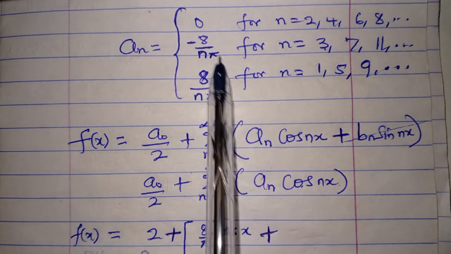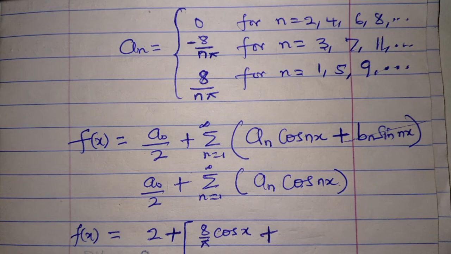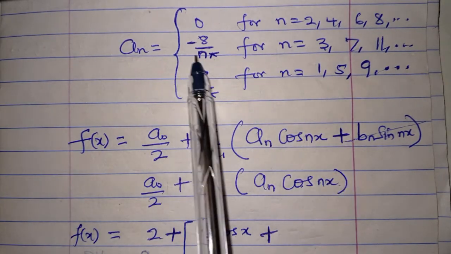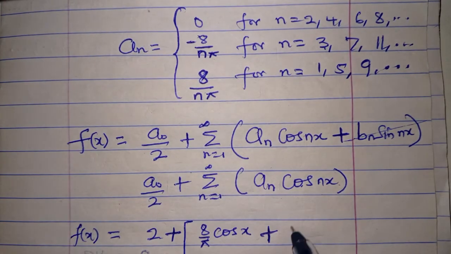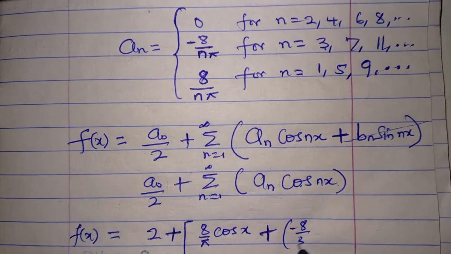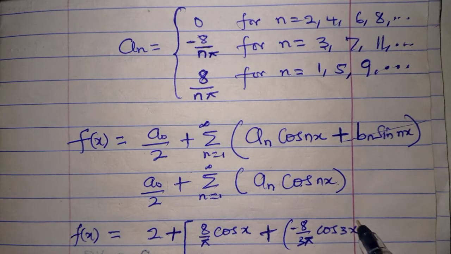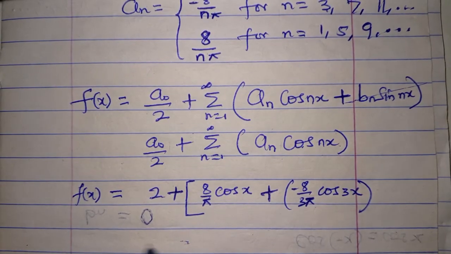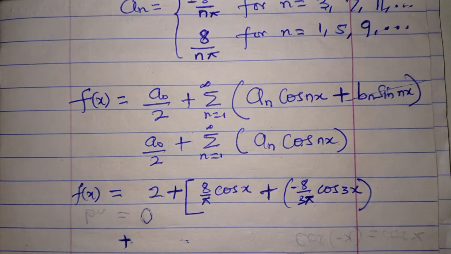plus when n is equal to 2, a sub n is 0. It is 0 for 2, 4, 6, 8. So we exclude those numbers. We'll go to 3. When n is equal to 3, this is a sub n. So for n equal to 3, we'll have minus 8 over 3 pi, then cos 3x. Let's continue the summation. Plus, when n is equal to 4, that's 0 for a sub n.